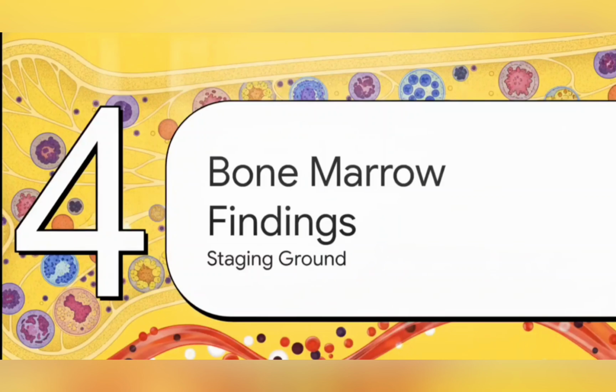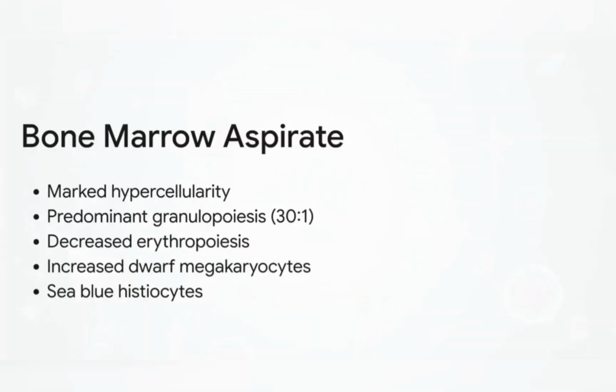Let's dive into Section 4, Bone Marrow Findings. The blood tells part of the story, sure, but the bone marrow is the ultimate staging ground and source of this whole leukemia. Let's see what's actually happening inside the bones. If you do a bone marrow aspirate, you're going to see marked hypercellularity. The marrow is just completely packed.